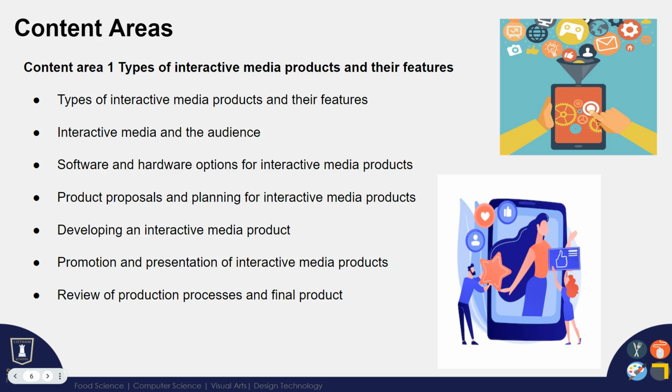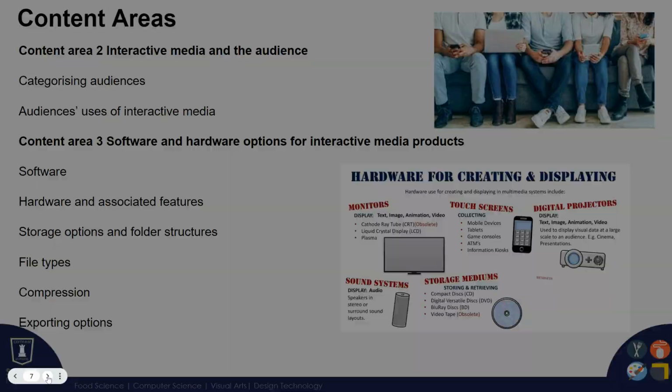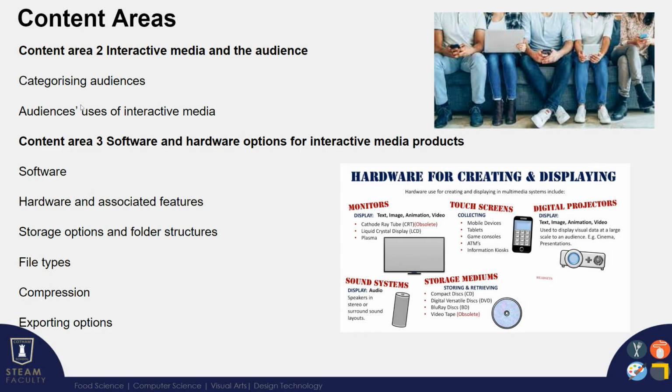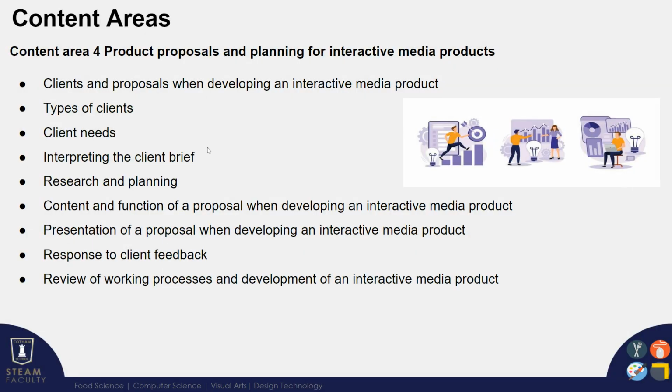So content area 1 is types of interactive media products, the audience, software and hardware options, product proposals and planning, to develop an interactive media product, promotion and presentation, and review. So reviewing the actual process and the final product and looking at any improvements. Content area 2 is looking at audiences and audience uses. Content area 3 is software, hardware, storage options and file types, as well as exporting options.